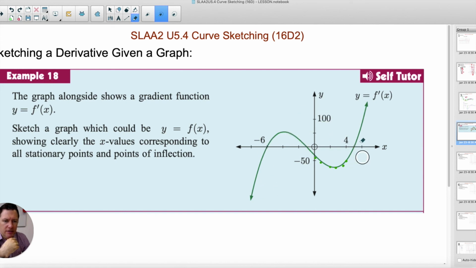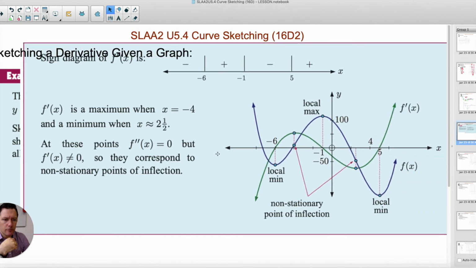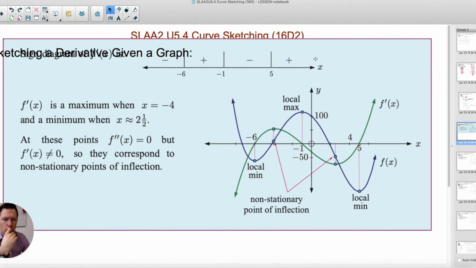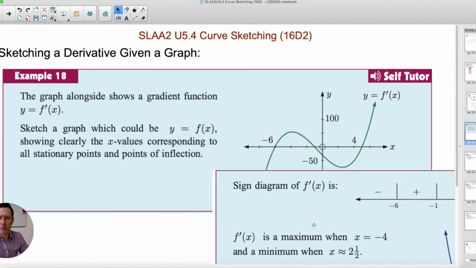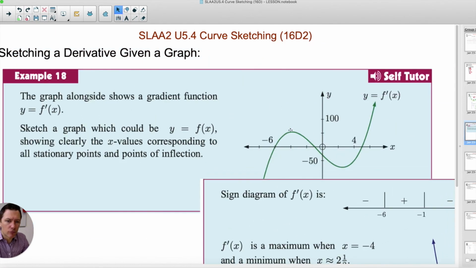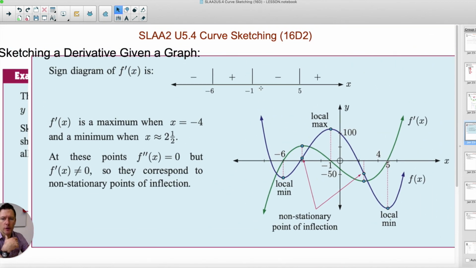So let's see what they say. Cool. Roughly, it looks like that. Where is this exactly? We don't know. Right? We don't have enough information at this point because they just told us some very rough points. You could build a sign diagram to help you with that, and that's what we'll do in the next piece from here.